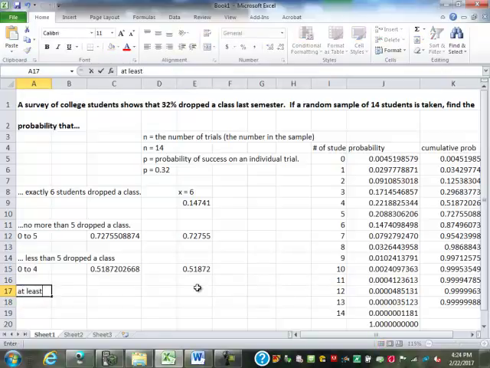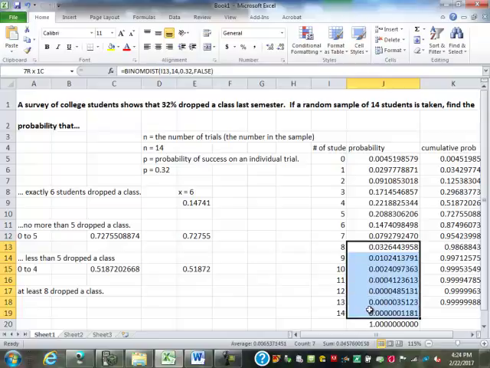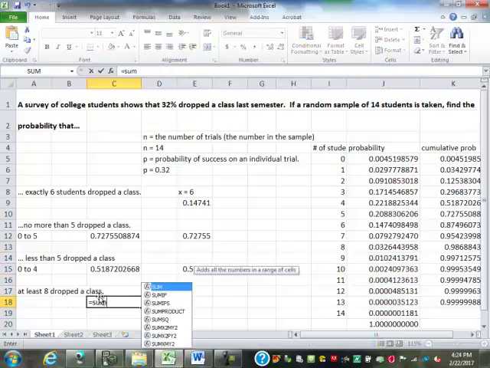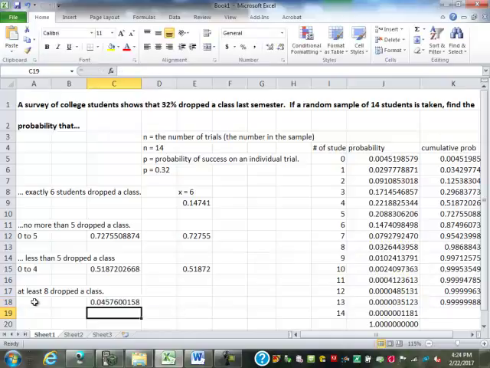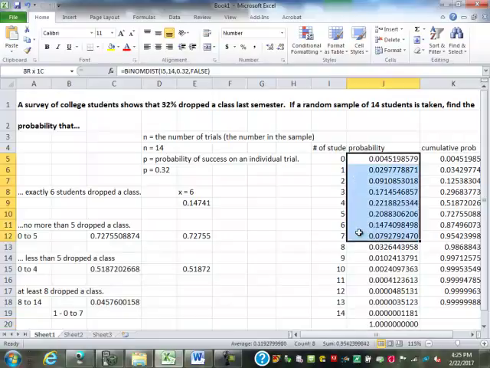How about we ask at least 8 drop the class. So this is 8 or more. So that would be from 8 up to 14. So let's do that sum first. That sum of 8 up to 14. Now what you're saying is this includes 8 to 14. The way we would calculate this is we would say, let's include the whole thing and take out 0 through 7. So that's 1 minus 0 to 7. 1 is the probability of everything right here, and we're just going to take out the 0 through 7 here.